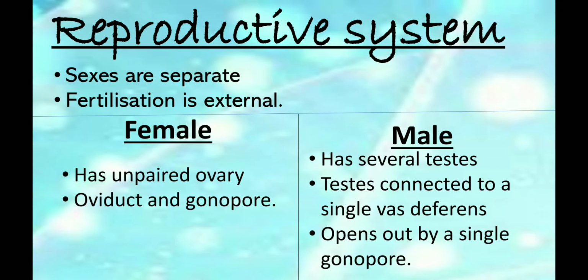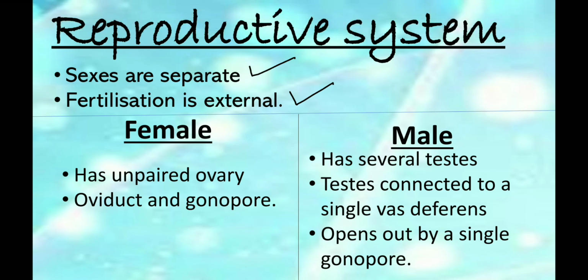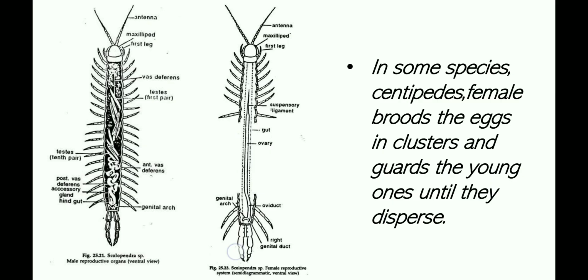Then the reproductive system: their sexes are basically separate. Fertilization is external, and since we told their sexes are separate, we have a female and a male. A female has an unpaired ovary, while a male has several testes. In the female, an oviduct and gonopore are present. In the male, the testis is connected to a vas deferens and opens out by a single gonopore. This is basically the reproductive structure of the animal Scolopendra. Then in some species of centipedes, females brood the eggs in a cluster and guard the young ones until they disperse. That's all about the topic. Thank you.